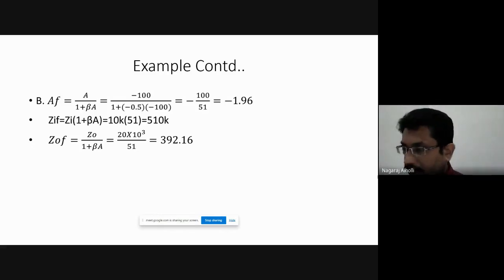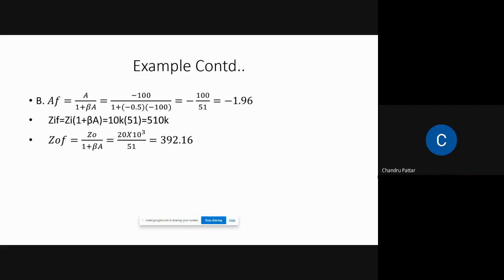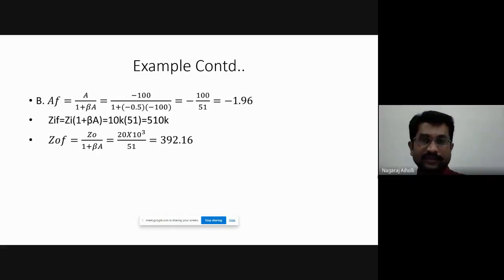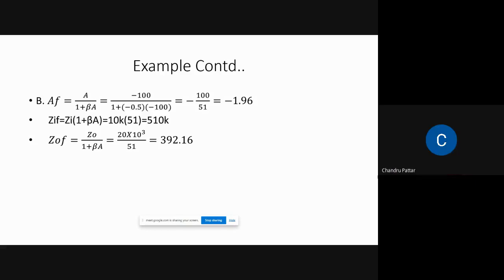Chandrasekhar, are you getting the values? Yes, sir, getting the values. Chandrasekhar, answers? Yes, sir. Sir, beta value 0.5.